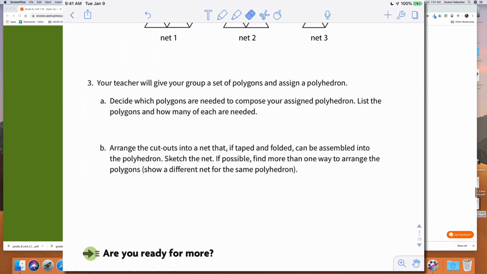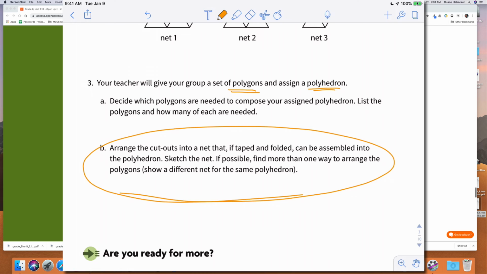And then last one, your teacher, meaning you, if you're the teacher, or your teacher, if you're a student watching this video, you're going to be given a polyhedron. And you're going to decide what kinds of shapes, polygons, you need to make that polyhedron. So listen to the words that we're using. It's just crazy, the amount of vocabulary going on here. You're going to decide what kind of polygons you need to create that polyhedron, and then you're going to actually try and create that net.